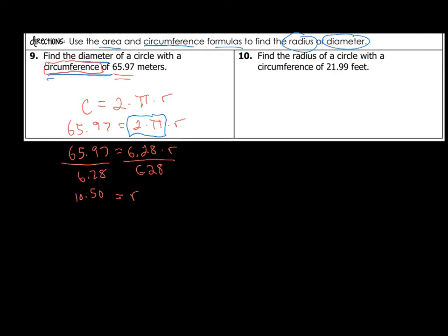That's the radius, and 2 radius is equal to diameter, so diameter is equal to 2 times 10.5. So our diameter is going to be approximately 21 meters. Now that was a lot of work. Remember, there was another formula I could have used.